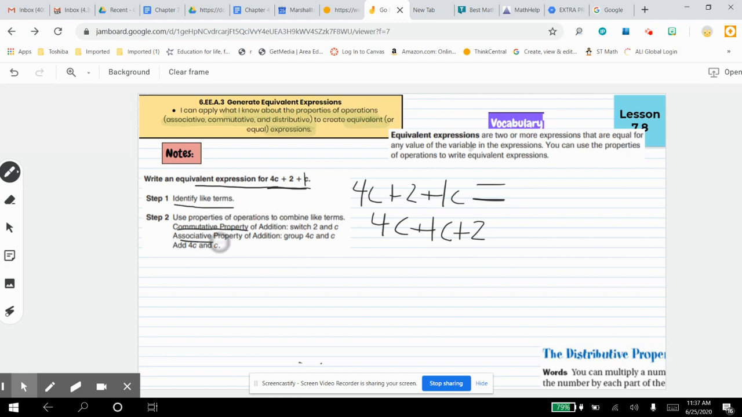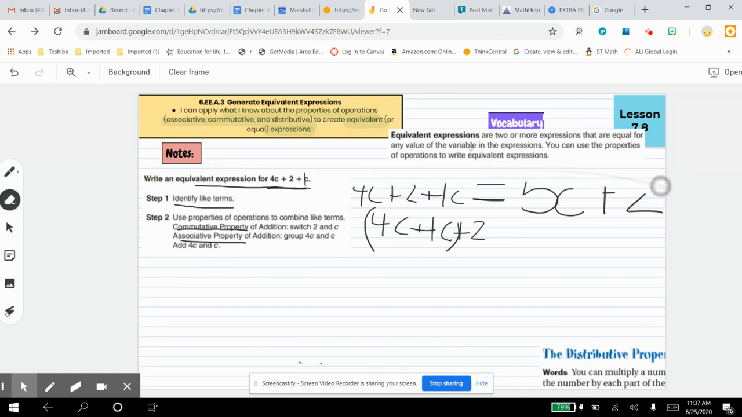Now, the associative property says that I can group like terms. So if I put 4c and 1c together, or I'm going to write it over here, I get 5c because they're like terms. Now, there's nothing like the plus 2, so I have to leave that. All right. Today we use the commutative property and the associative property to rearrange this entire expression so that I can combine the like terms.